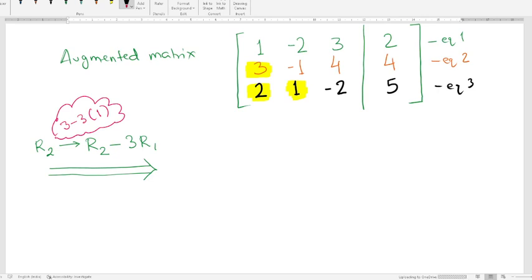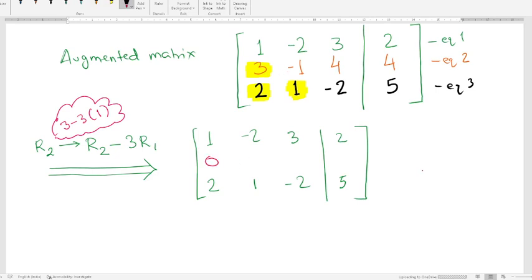Okay. Now let's write down the first row. We are not changing anything in the first row. The first row is 1, -2, 3, and then we have got a 2 at the end, right? We are not changing the third row as well. The third row will be 2, 1, -2, 5. However, we are changing the second row. So in the second row, the first element is 0.